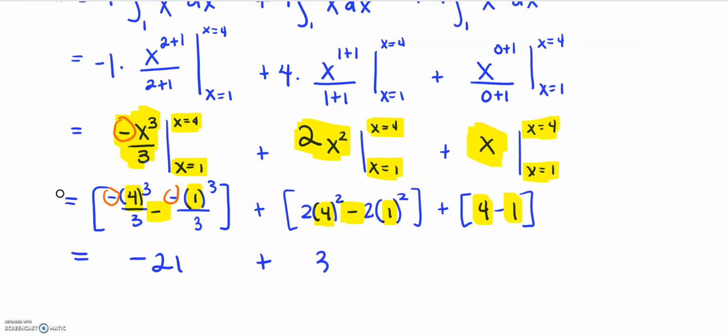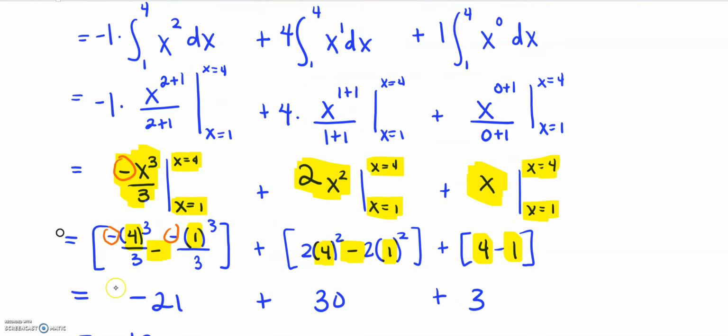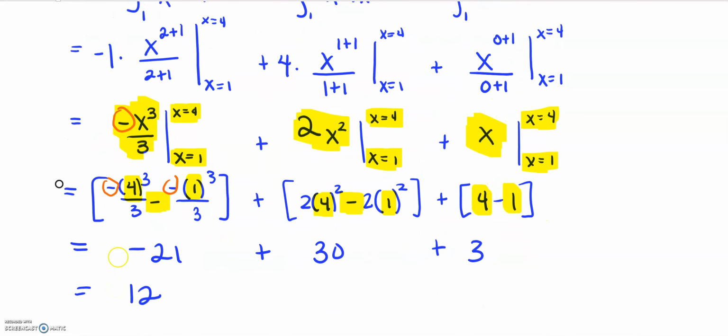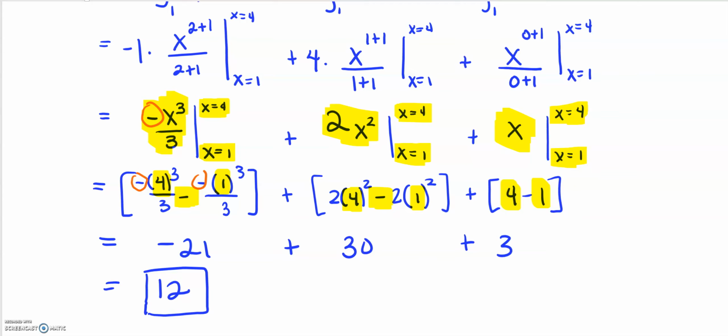And that gives us -21 plus 30 plus 3. And that will simplify to 12. So the exact area under that curve was 12. And that value fits in with our estimations we got on page 2, where we estimated that the area was between 10 and 13.